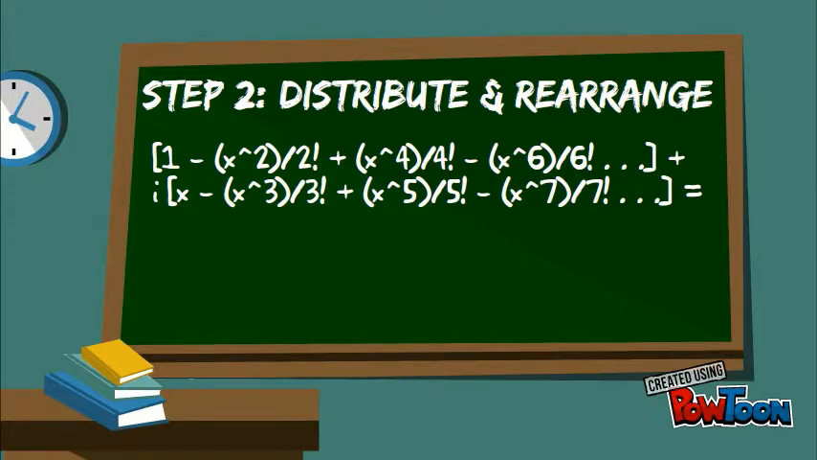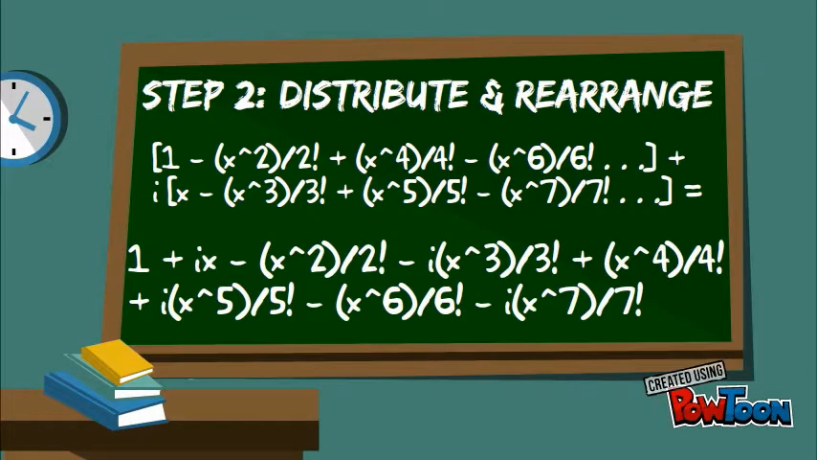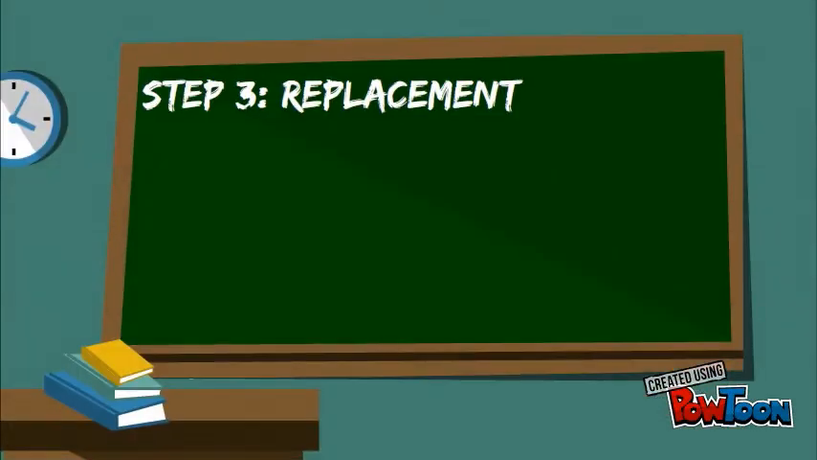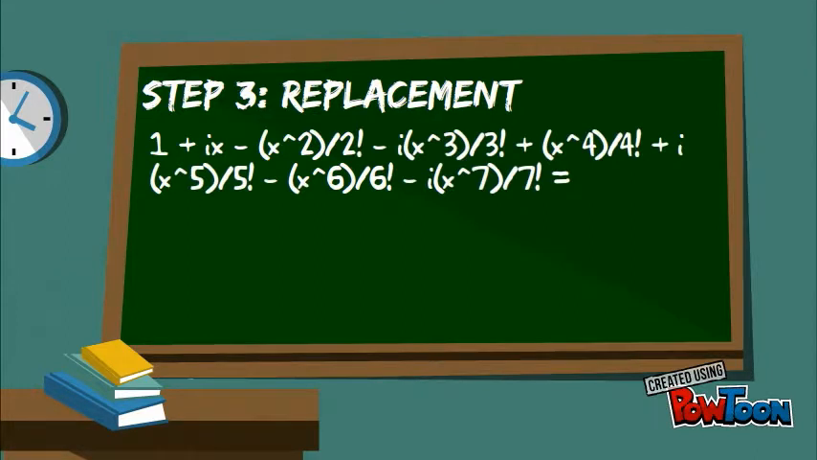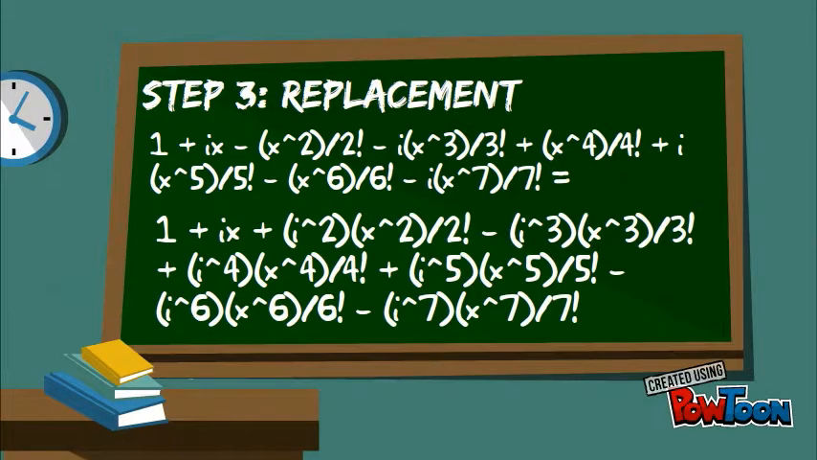After doing that, we get 1 plus i times x minus x squared divided by 2 factorial minus i times x to the power of 3 divided by 3 factorial plus x to the power of 4 divided by 4 factorial, and so on. At first, this seems like it has no pattern. However, using our basic knowledge of i and the fact that its powers exhibit a cycle of 4, we can substitute in various exponents of i in order to create a visible pattern for ourselves to see.